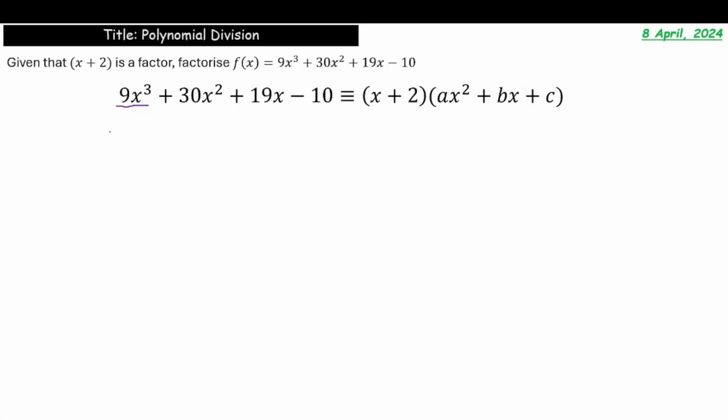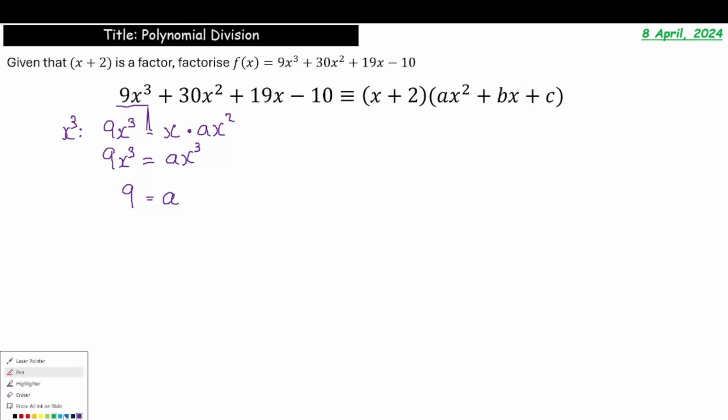I know that for the x cubed terms, 9x squared will be equal to x times ax squared. So therefore 9x cubed is equal to ax cubed, which means just by looking at this you can see that a equals 9.